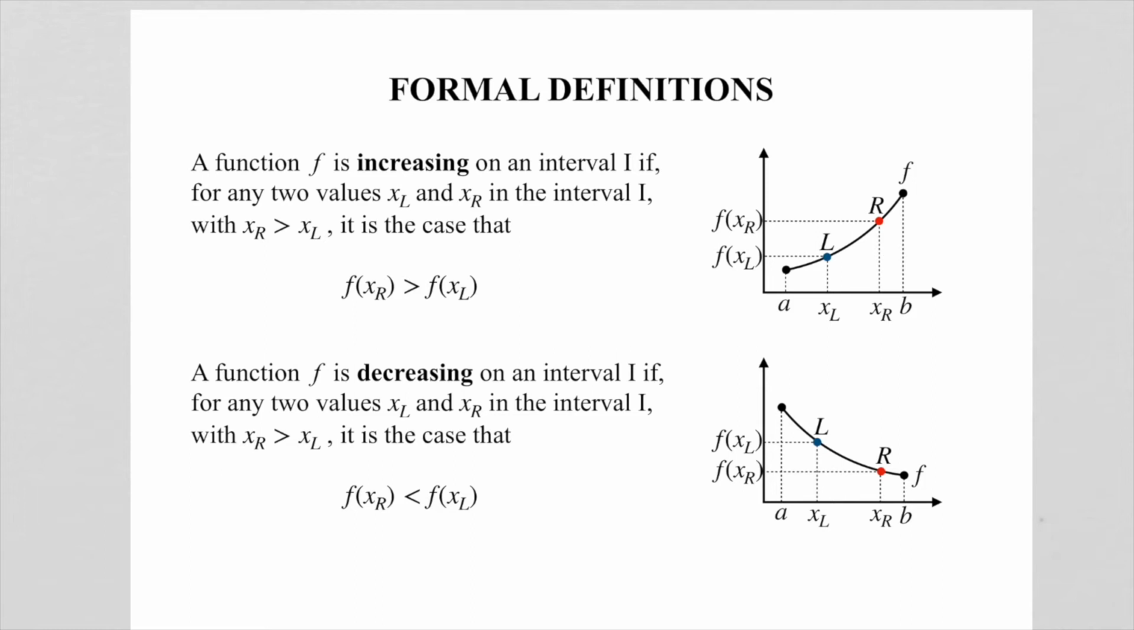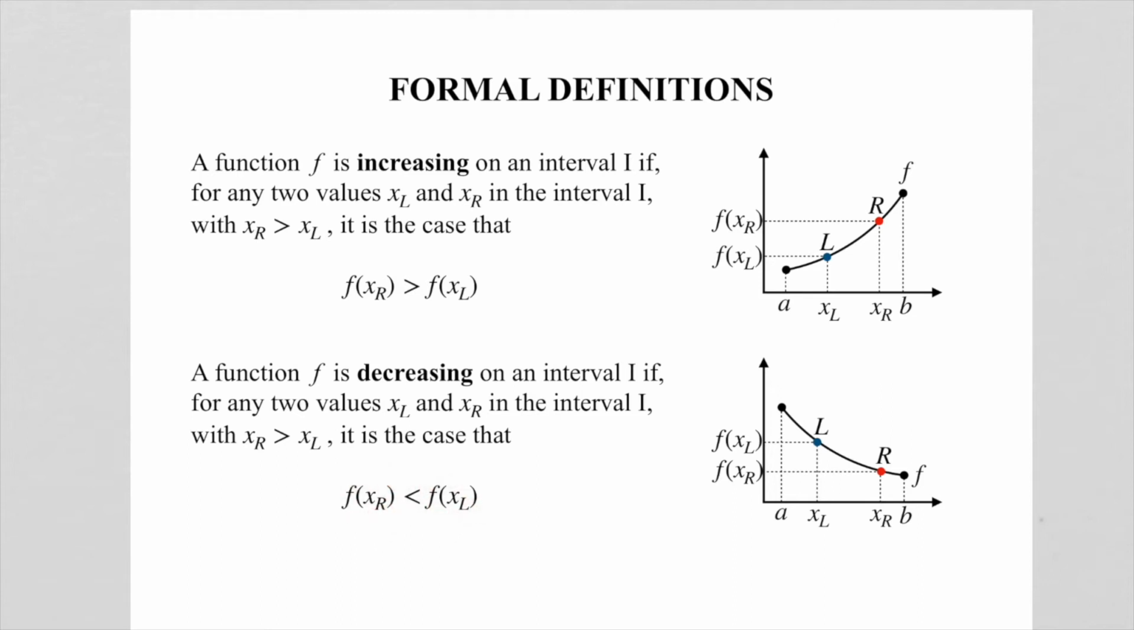Now, decreasing, the definition looks very similar. It says for any two x values, XL and XR, with XR greater than XL, it is the case that f of XR is now less than f of XL. So the only difference with decreasing is that it is f of XR is less than f of XL and not greater than. But still, XR is greater than XL. That means XR is the point on the right and XL is the point on the left. But now the y value of the point on the right is less than the y value of the point on the left.